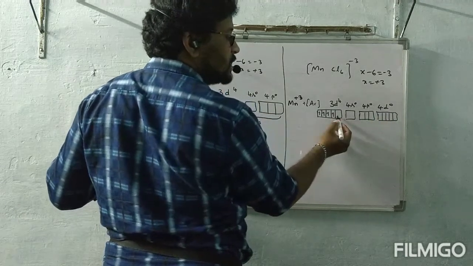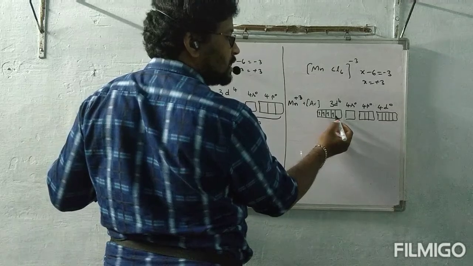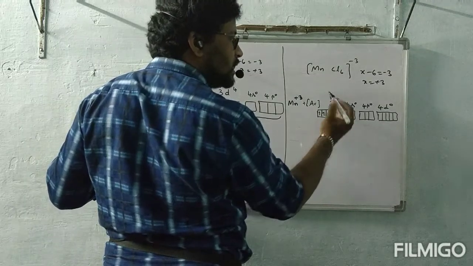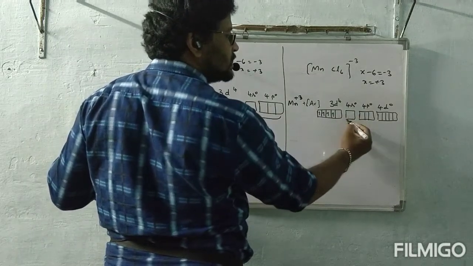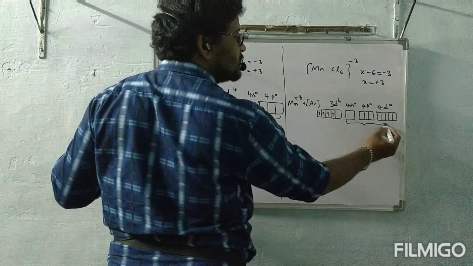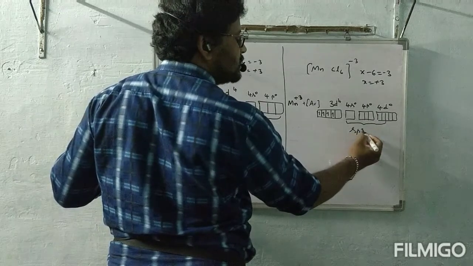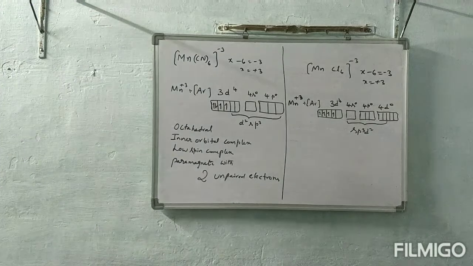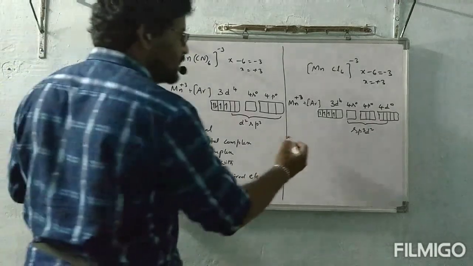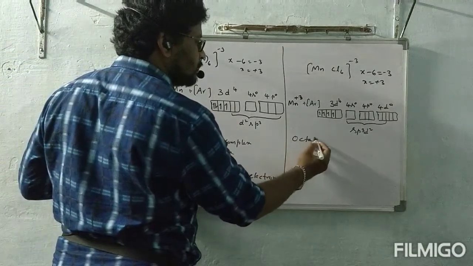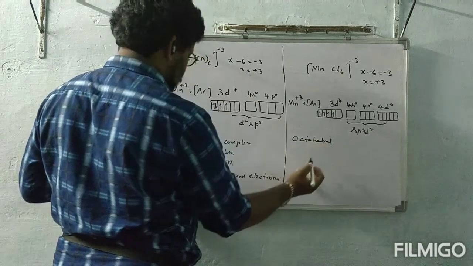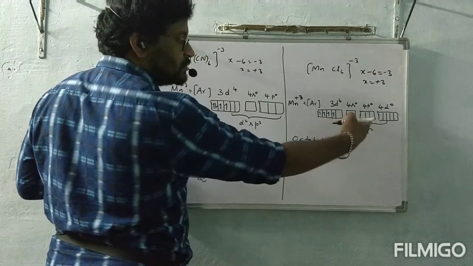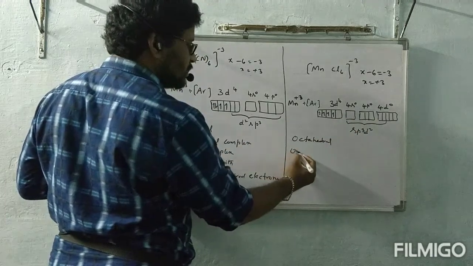See, only one orbital is available. Two orbitals from the inner orbitals are not available. That's why it will use outer orbitals only. That's why the hybridization is sp3d2. Structure is the same, octahedral, outer orbital complex. This is using outer orbitals, no? That's why.